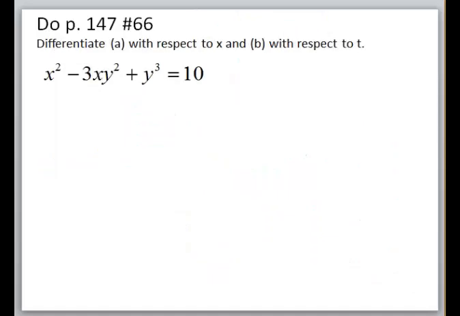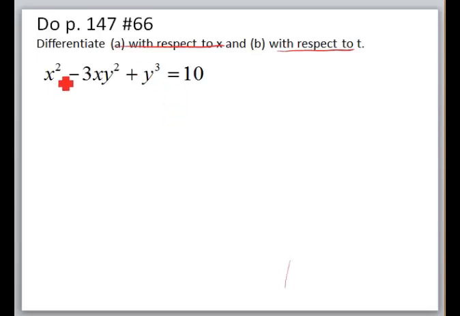Next problem, I'm not going to differentiate this with respect to x. We have done nothing but that. That's when we solve for dy over dx. What we're going to do differently is solve this with respect to t. So none of these variables are t's. So every time I take the derivative of something, I'm going to have to put dx over dt or dy over dt. Those are the two variables we have in this problem.